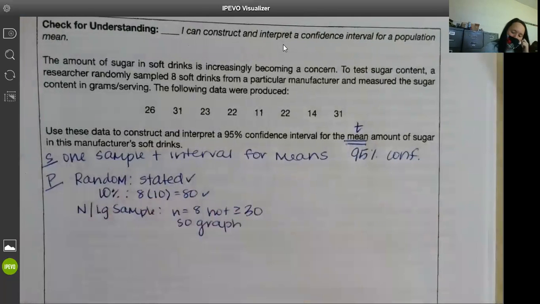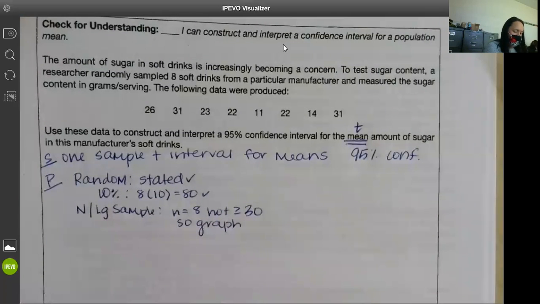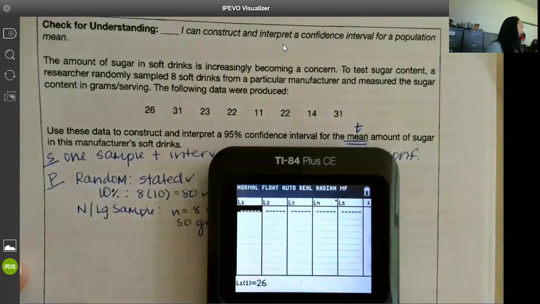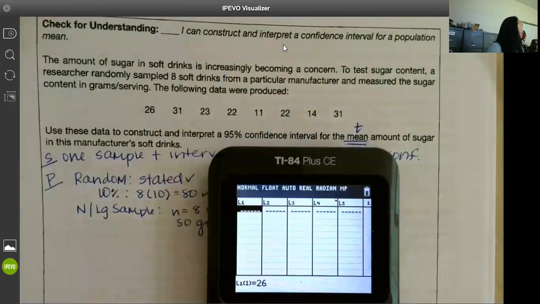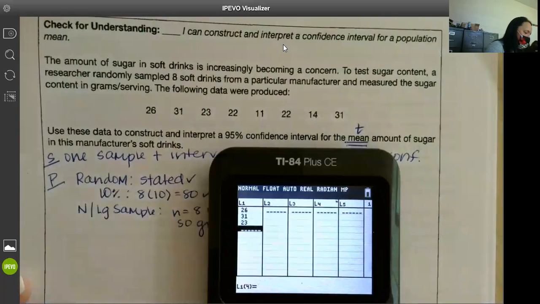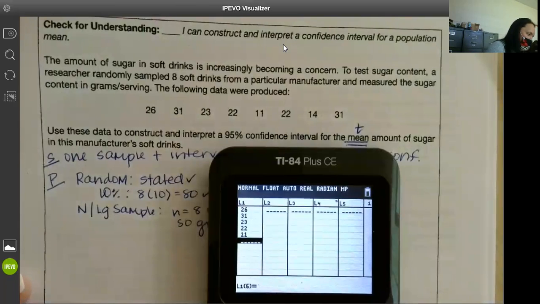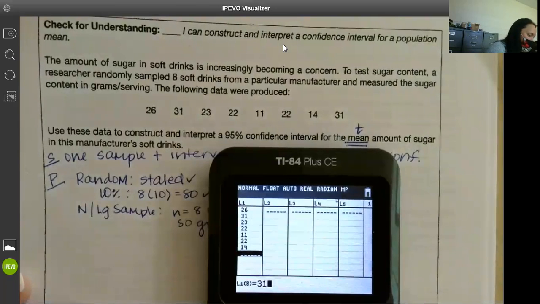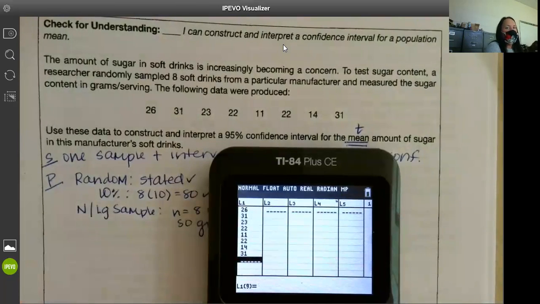And I think mine are already in here. 20, nope, they are not. The last one is. All right, so you're going to put them in. 26, 31, 23, 22, 11. Tell me if I put them in wrong. And 31. I think they're good.